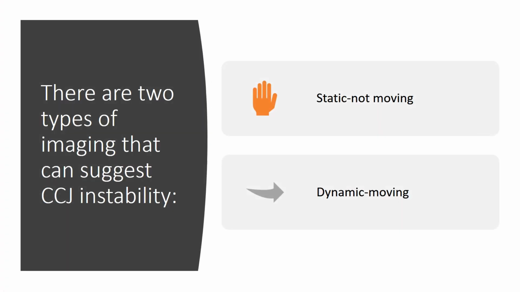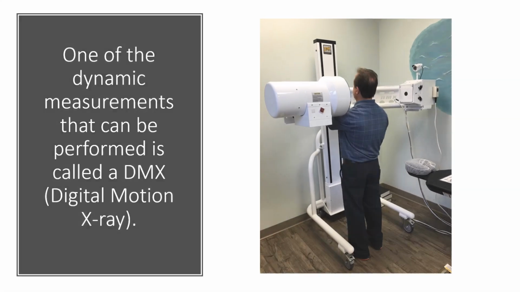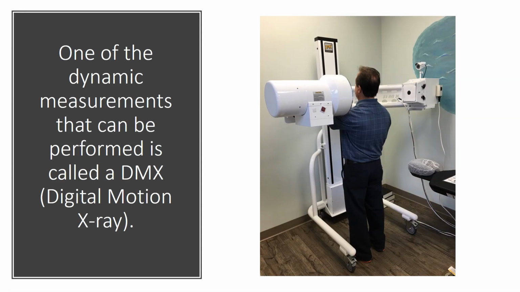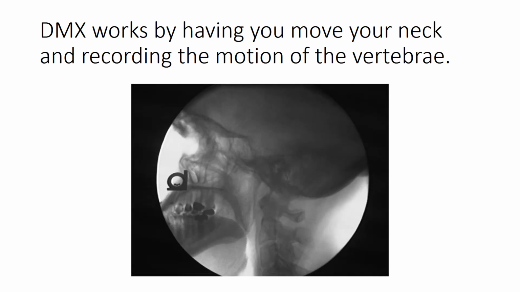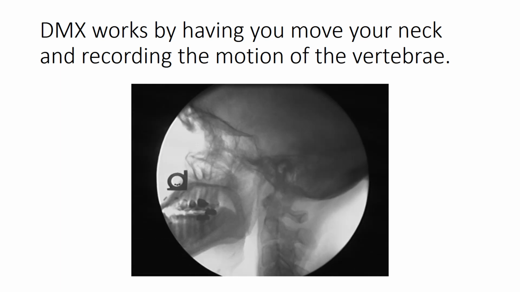And there are two types of imaging that can suggest CCJ instability. One is static, non-moving imaging. The other is dynamic or moving imaging. Obviously, since this is a dynamic problem, meaning it's unstable and things are moving, then moving imaging probably has a role here. And one of those dynamic measurements that can be performed is called a DMX, and that stands for Digital Motion X-ray. So DMX works by having you move your neck and recording the motion of the vertebrae.